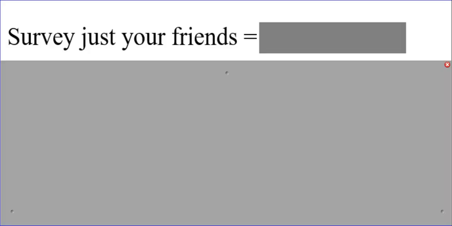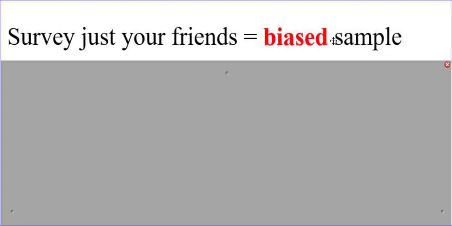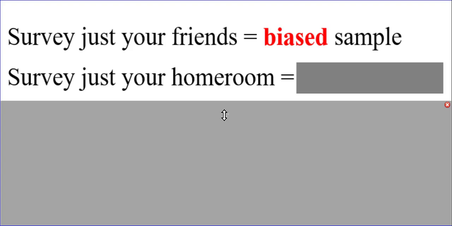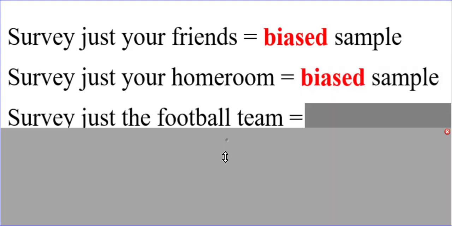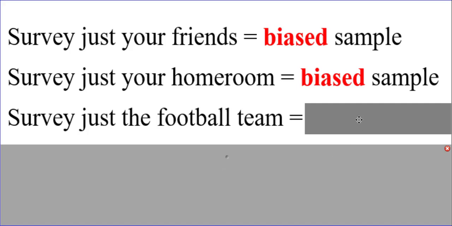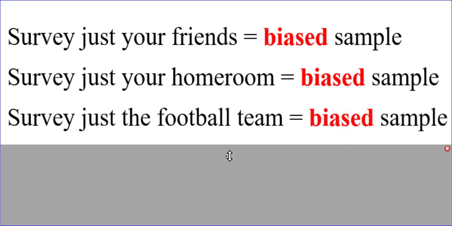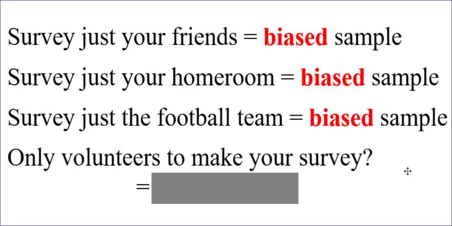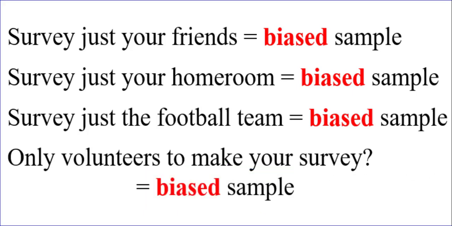So let's talk about some examples. What if you were going to survey just your friends? Sorry, that's going to be a biased sample. What if you were just going to survey your homeroom? Well, that actually might end up being a biased sample. What if you're just going to survey the football team? I'm sorry, another biased sample. What if you were going to just get volunteers to participate in your survey? Again, that's probably going to be a biased sample.